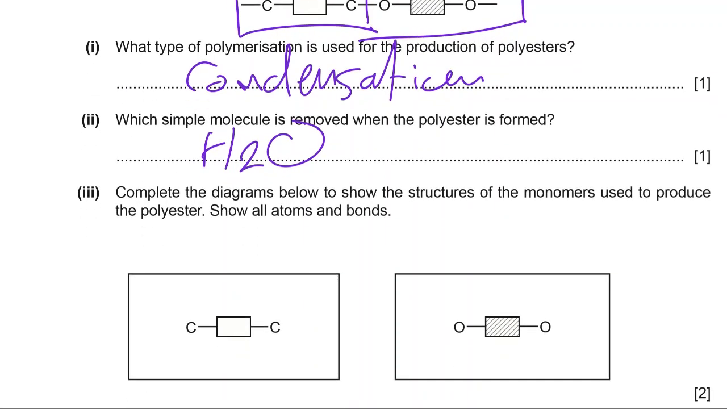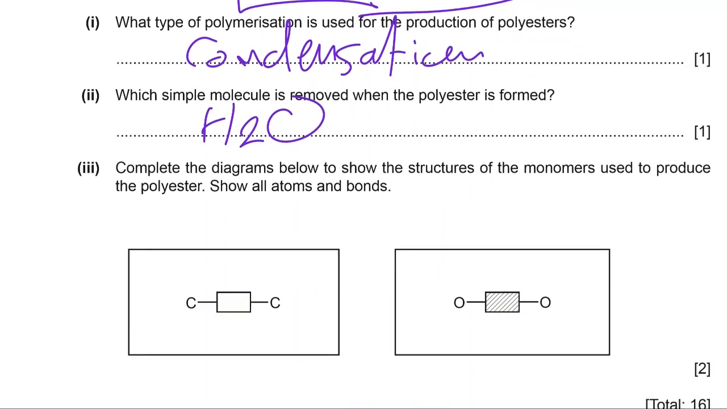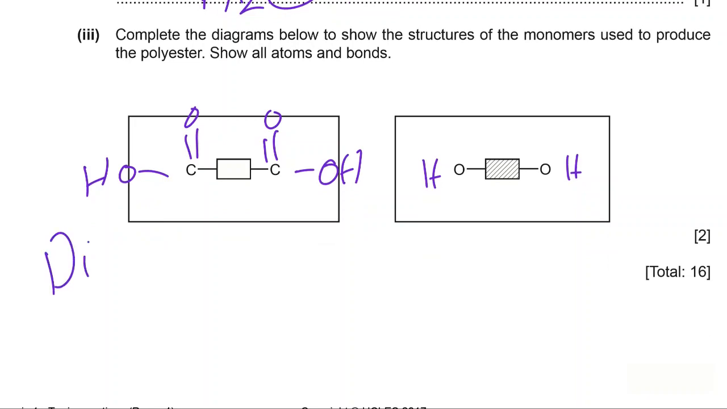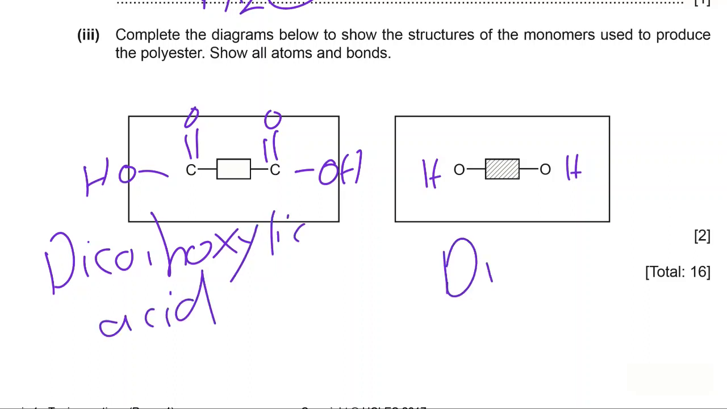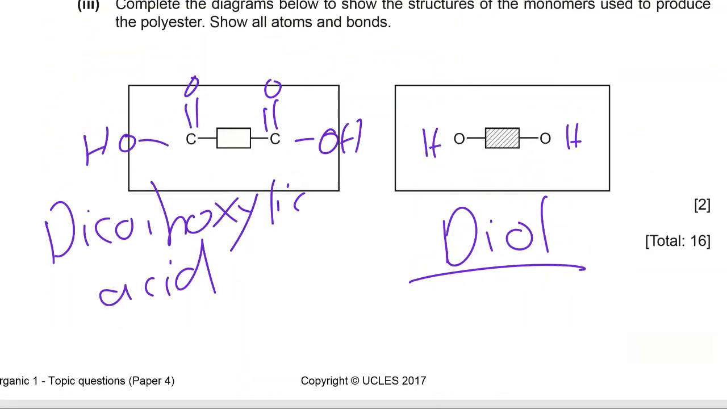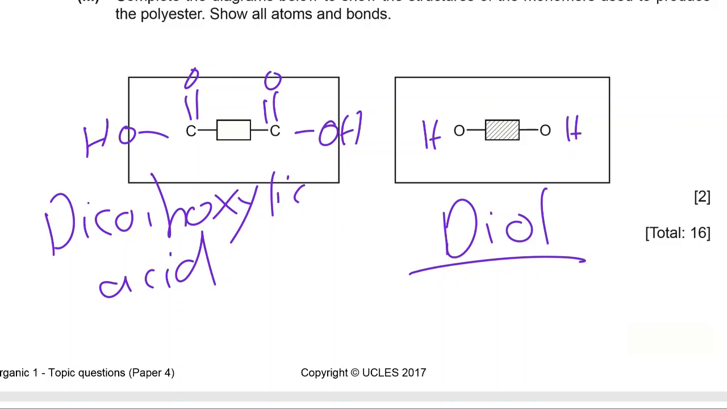And to represent this one, you may see here, this is carboxylic acid. Here, complete the diagram below to show this monomer. So here, carboxylic acid, and this one, HH. The name of this one is dicarboxylic acid, and this one is called diol. That means dialcohol.